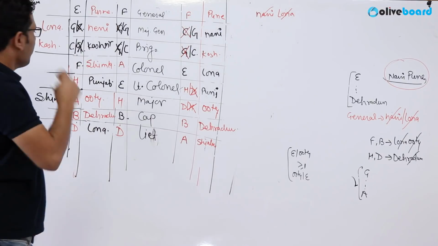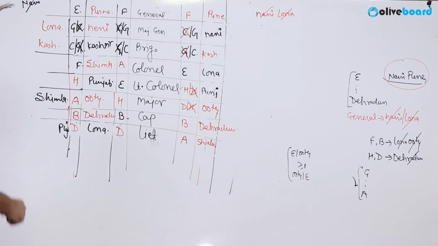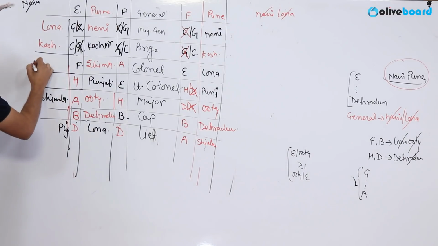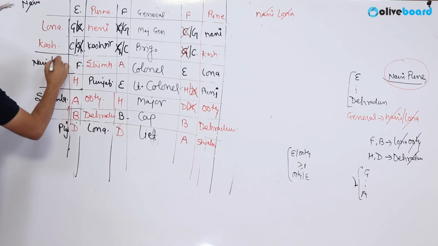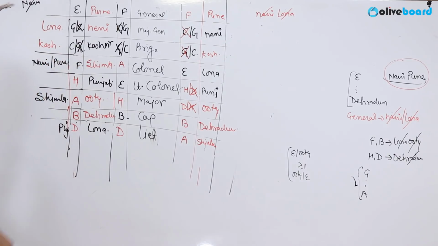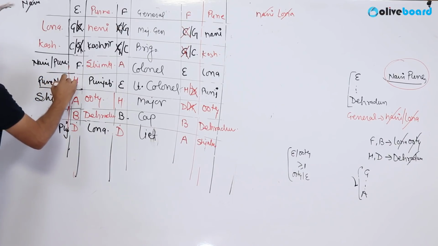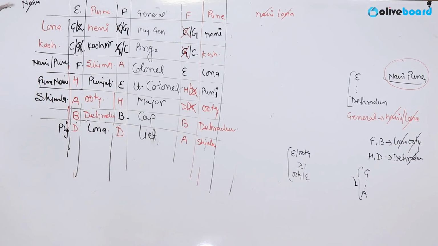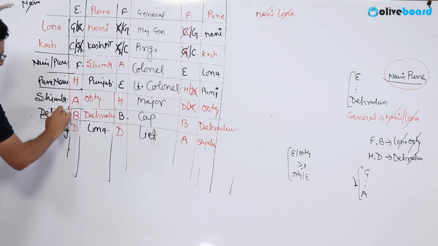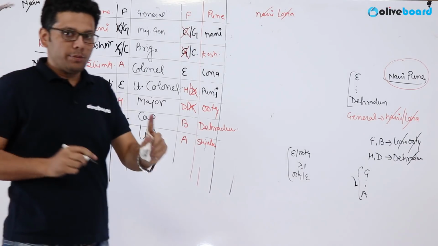And one more point, Nainital and Pune are consecutive. So my Nainital and Pune will be here. Pune, Nainital. And when Dehradun was below the E, then this would be your Dehradun. This is the whole arrangement.